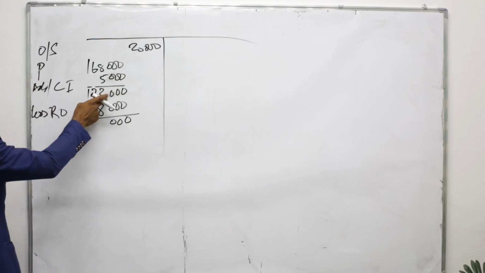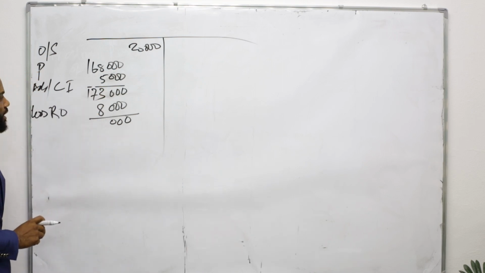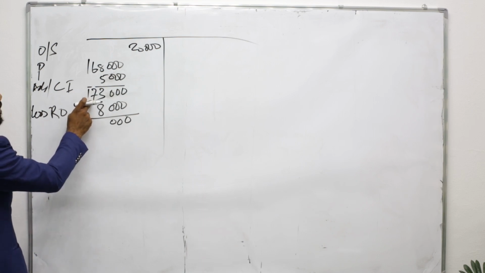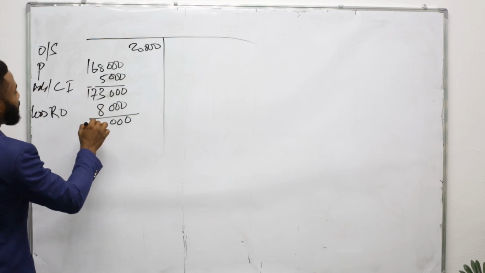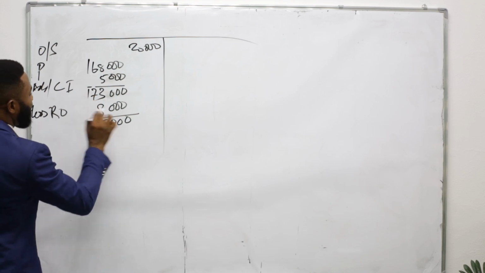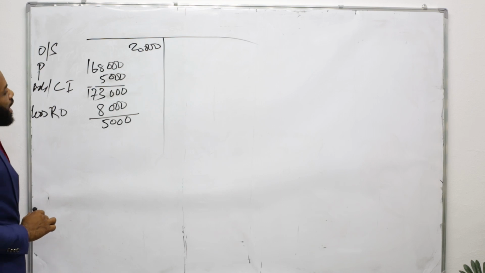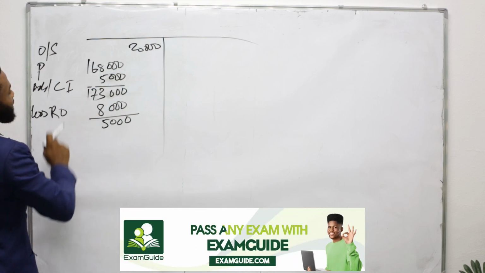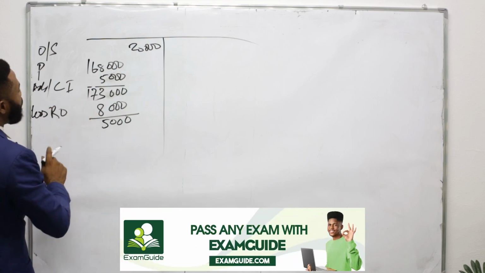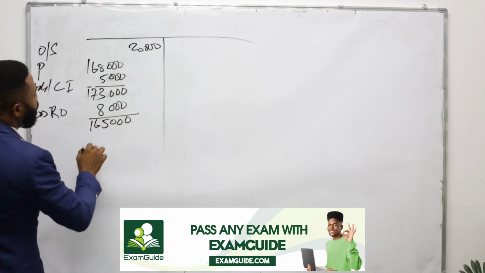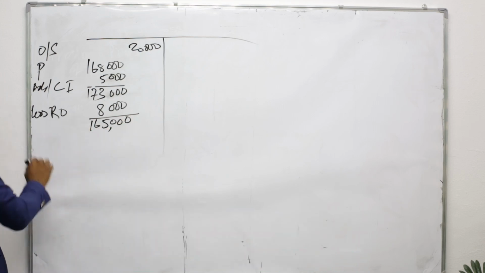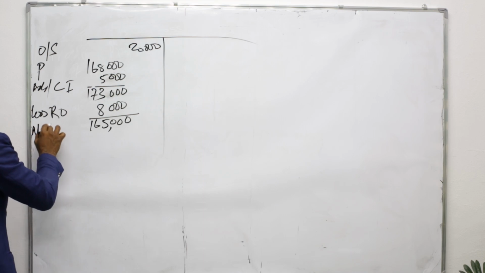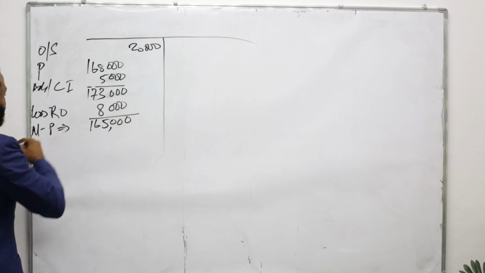Subtract 8 from 3. You can't subtract that, so borrow 1 from 7 here to make it 13. When you subtract 8 from 13, you have 5. What will remain here is 6, and here is 1. So you have 165,000. This 165,000, like I said from my illustration, is your net purchase.